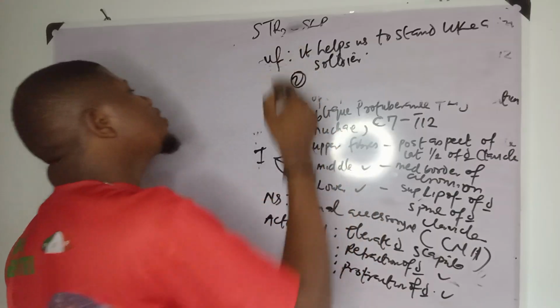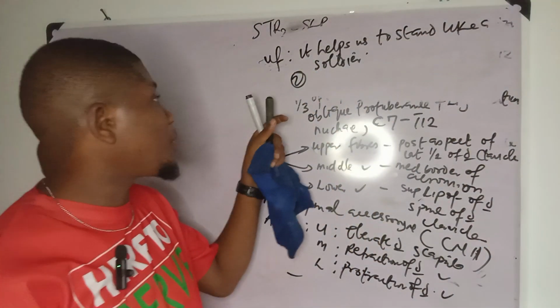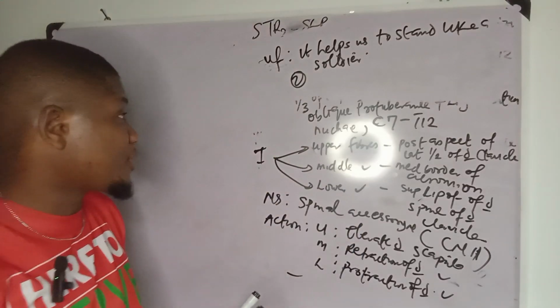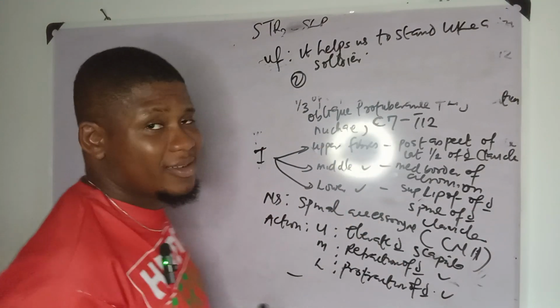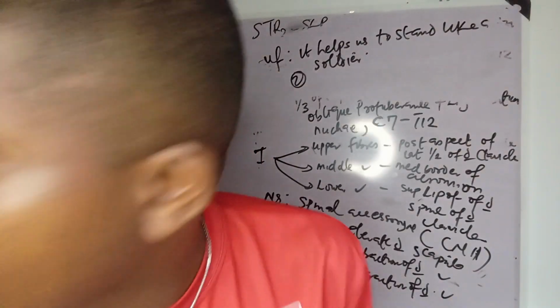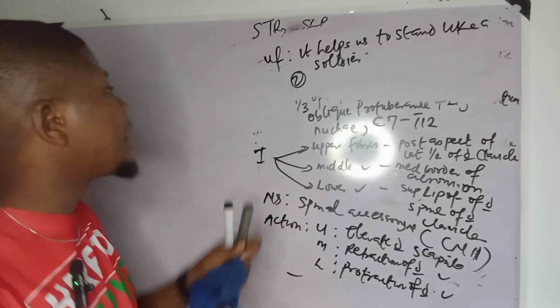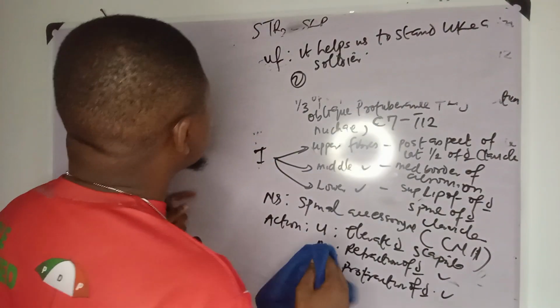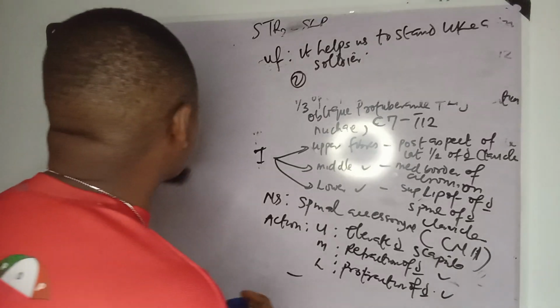Then number two is what? You already see it, look at it. It's the only muscle of the upper limb that is not supplied by a branch from the brachial plexus. So trapezius is supplied by a cranial nerve. Do you understand? It's the only muscle of the upper limb not supplied by a branch from the brachial plexus. I think we are done with this muscle.